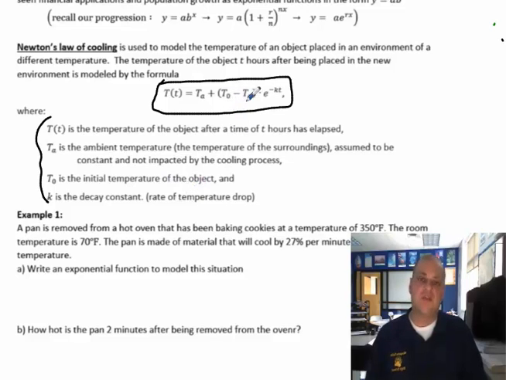T sub 0 is the initial temperature of the object. That's what it starts at. So you take that pan out of the oven. If you were cooking at 400 degrees, that pan is 400 degrees, right? You take it out, you're putting it into a 70 degree surrounding. K is the constant, the rate, basically. Remember how we used to call the rate R? We're going to call it K now. So remember we used to have E to the RT. Now it's E to the KT. We just have to get used to that.